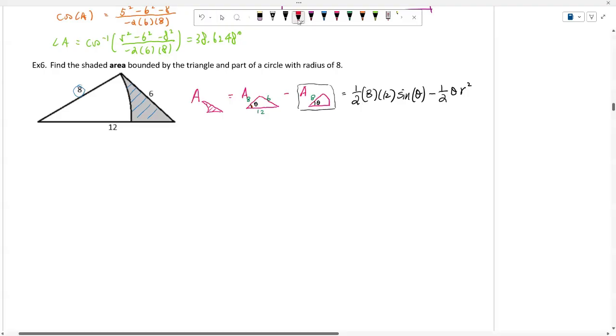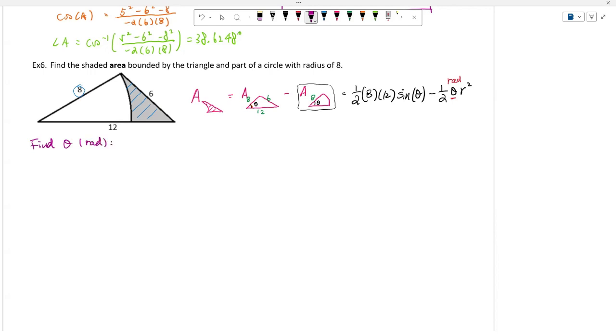Of course, this angle theta must be in radians. So how do we work out this problem? When we use a calculator to find the angle, we just need to set the calculator in radian mode instead of degree mode. Then we will be able to find the angle in radians. So the first step is to find the angle theta. Remember, it must be in radians.